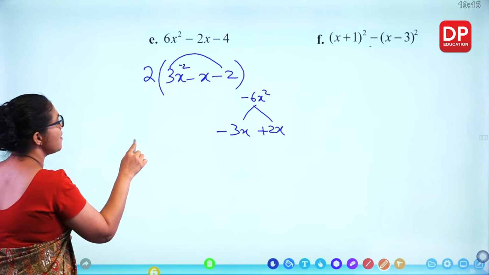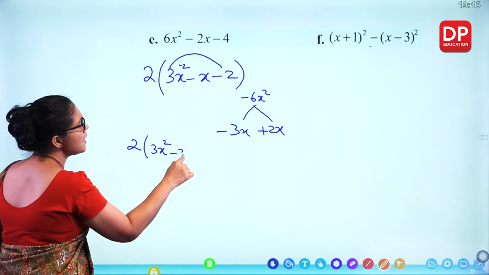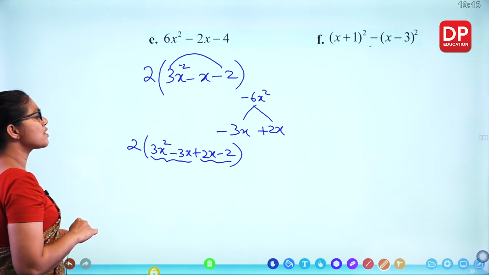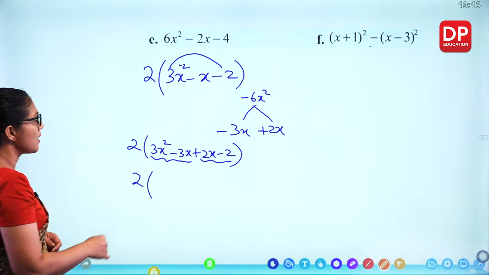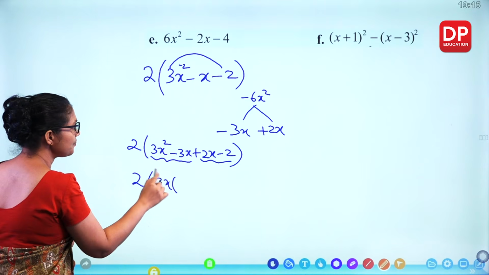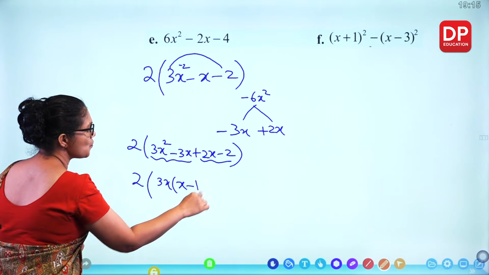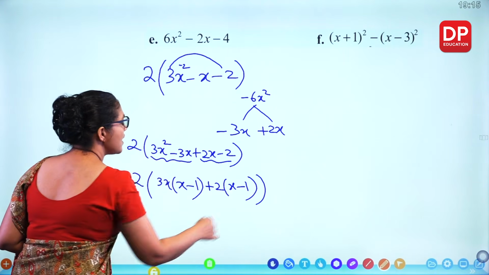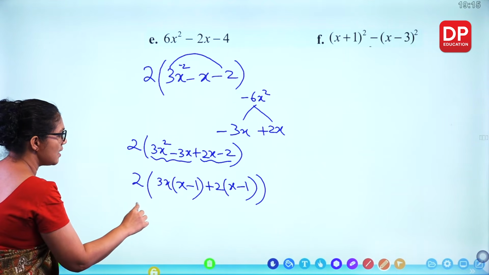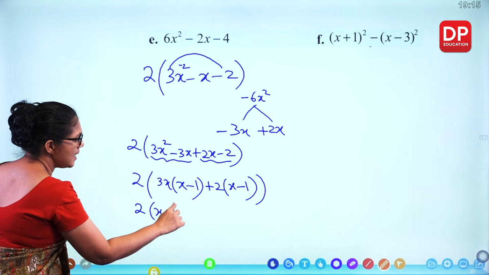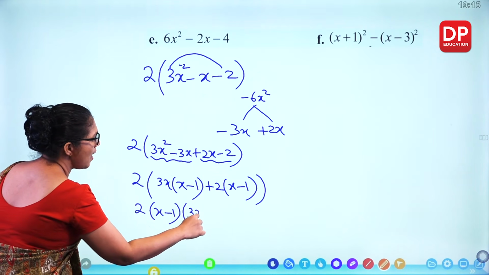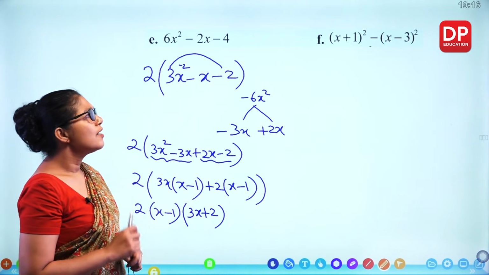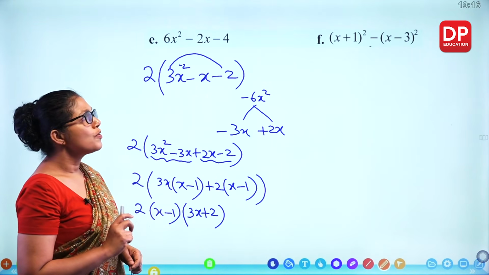So here I can split the middle term to minus 3x and plus 2x. Then take first 2 and last 2 separately. So what you get? Take 3x common. The remaining part is x minus 1. So here plus 2 is common. You get x minus 1 as the remaining part. So here x minus 1 is common again. Take it out. What's the remaining part? 3x plus 2.